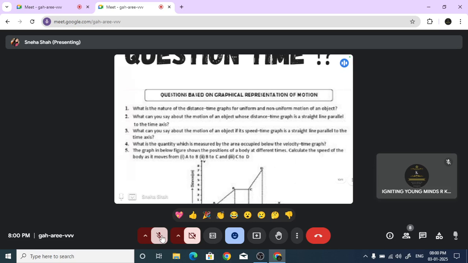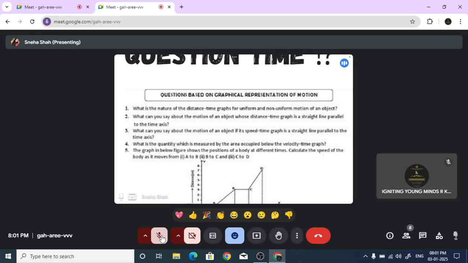Again, we have a similar question. What can you say about the motion of an object if its speed time graph is a straight line parallel to the time axis? Constant speed, ma'am. Uniform motion, ma'am. Uniform motion. That means motion with a uniform speed.